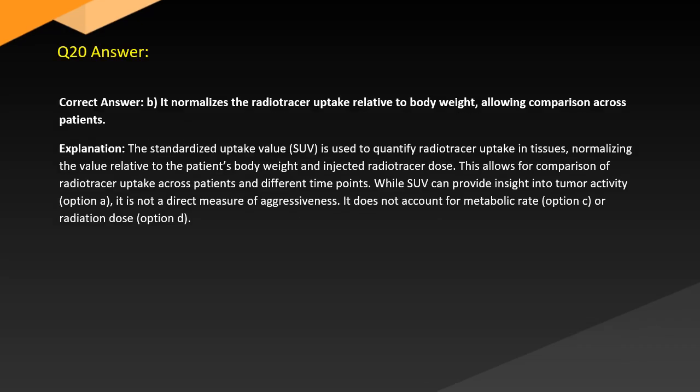Answer. Correct answer. B. It normalizes the radiotracer uptake relative to body weight, allowing comparison across patients. Explanation: the standardized uptake value, SUV, is used to quantify radiotracer uptake in tissues, normalizing the value relative to the patient's body weight and injected radiotracer dose. This allows for comparison of radiotracer uptake across patients and different time points, while SUV can provide inter-tumor activity. Option A, it is not a direct measure of aggressiveness. It does not account for metabolic rate, option C, or radiation dose, option D.